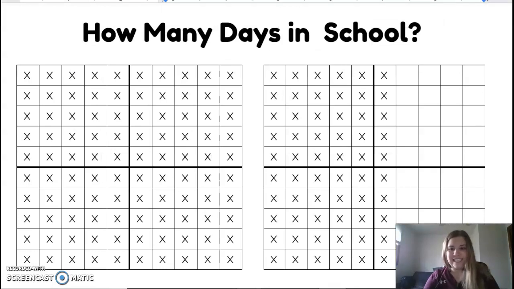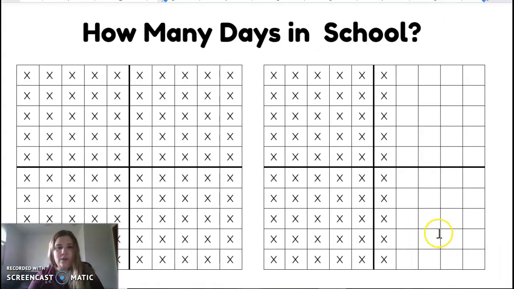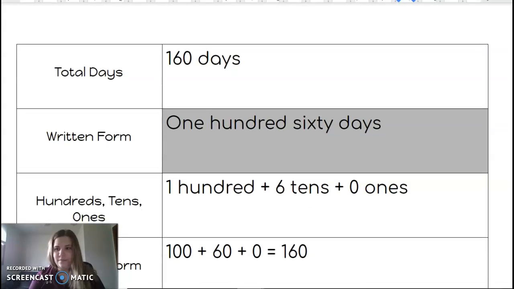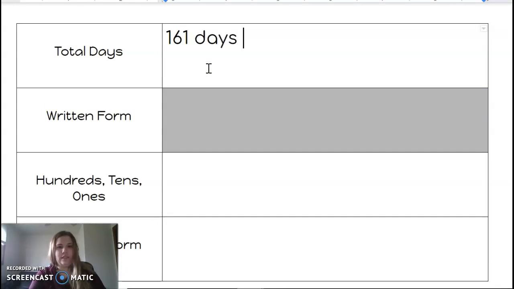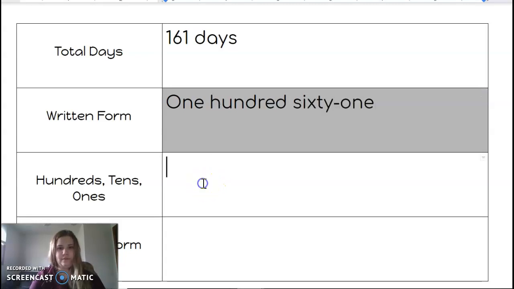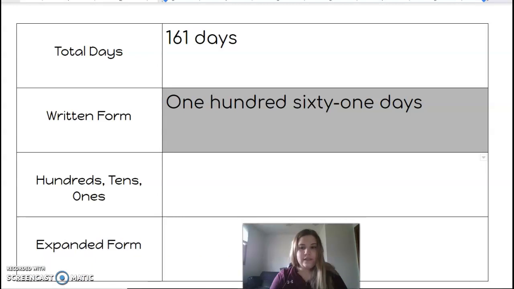Yesterday we had 160 days in school. I wonder what today will be if we add one more day in school. So if we add to 160, what comes after 160? 161, right. So it's 161 days in school today. Written form, 161 days. There we go. Hundreds, tens, and ones.